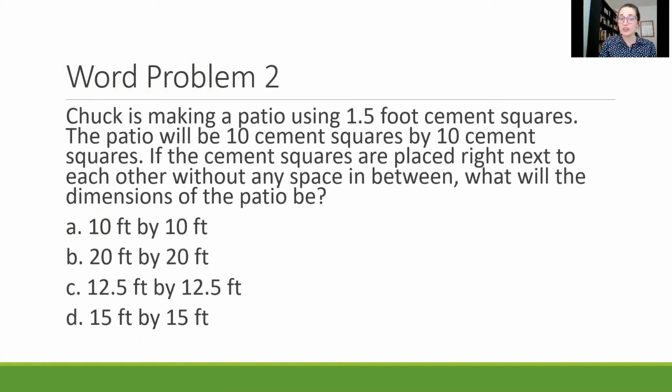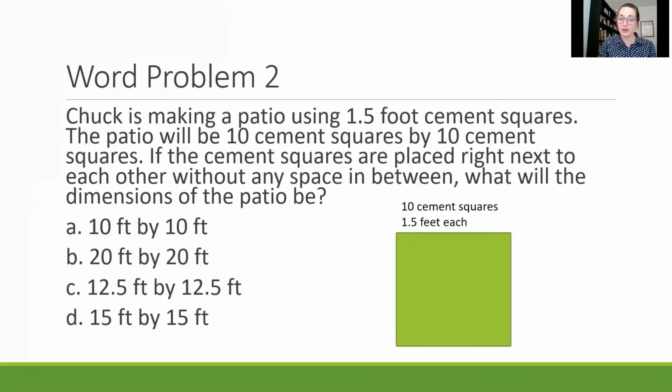Now, to figure this out, we need to put together the 10 cement squares in 1.5 feet each, and then we just multiply that. So if we multiply the 10 squares by the 1.5 feet of space that each square takes up, then we'll get 15 feet. So our final answer then is D, 15 feet by 15 feet.